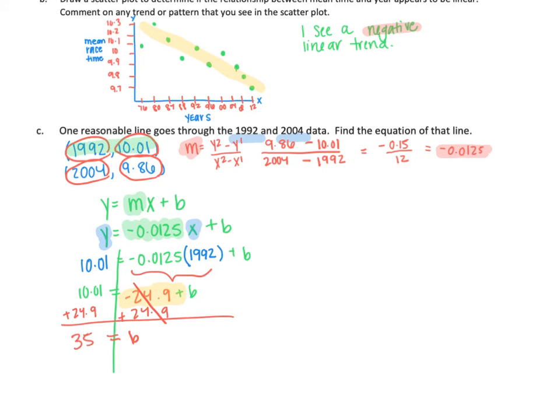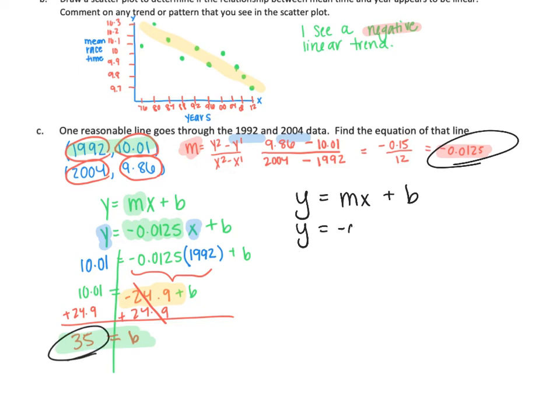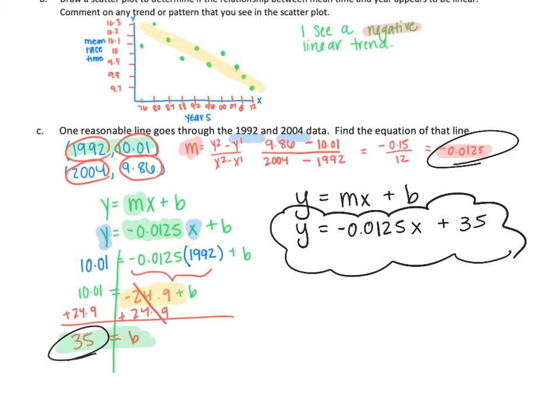So I now have my b value, and I found my m value already before, so I'm going to rewrite my entire equation in slope-intercept form. y equals mx plus b, where my m is this number, my b is this number. This becomes y equals negative 0.0125x plus 35. Okay, while you're making sure you have all this written down, I'm just going to point out a few things.